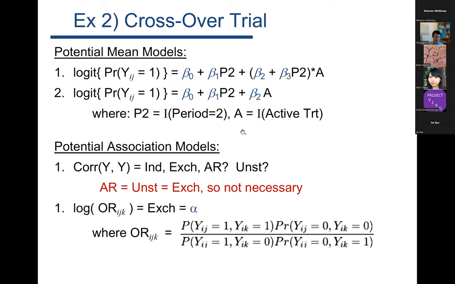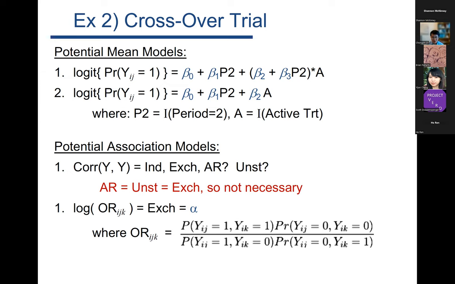Before fitting the model, I'm not quite sure if there is interaction or not. So we maybe just try to fit both models and evaluate how they compare. Because we don't have additional covariates here, and this is a randomized trial, we don't particularly worry about confounding. So the mean models are relatively simple. Okay. Now let's go to the association models.